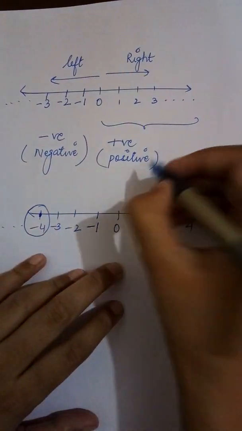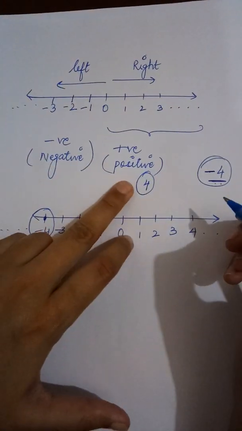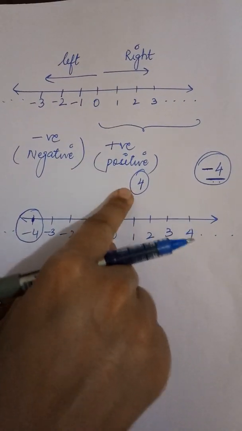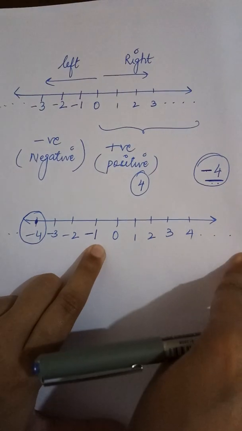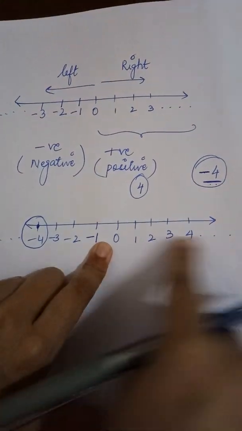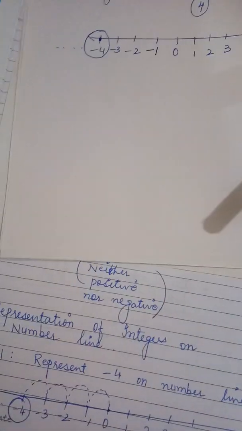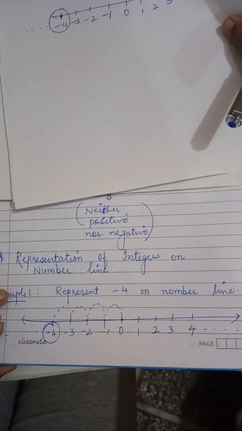If they would have asked you to show 4 on the number line, that you can show because no sign is there. No sign means plus sign. Plus means to the right side, and if you have to move to the right side, then you are going to represent 4 here.